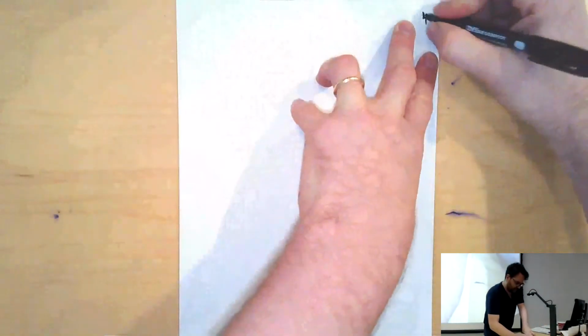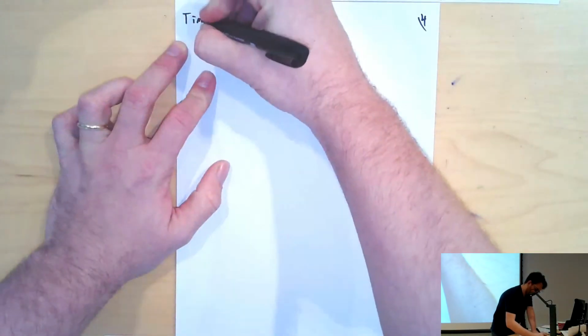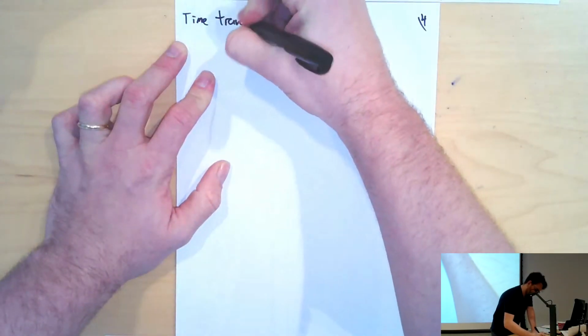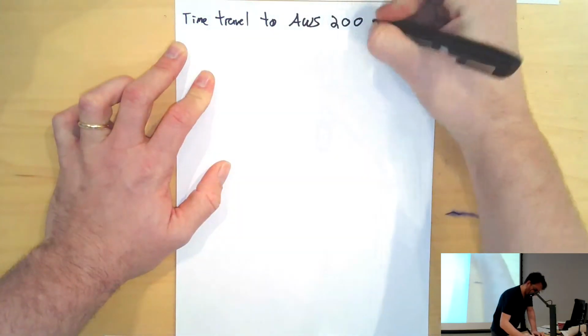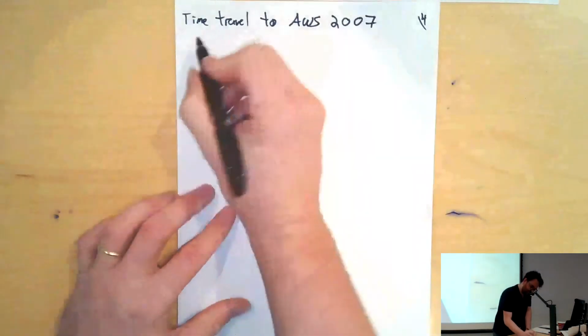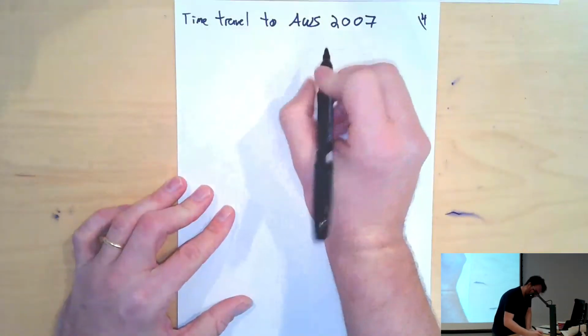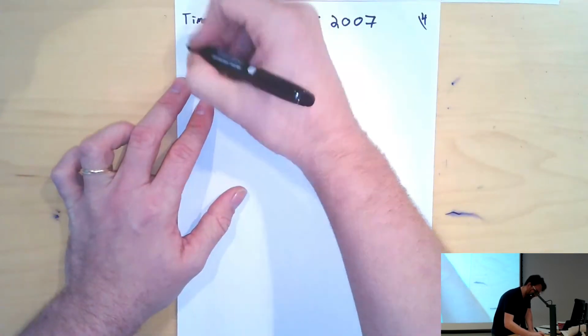So next, we are time travelers. Let's yeet back to 2007. This is rigid and non-Archimedean geometry. Let's have a quick review.